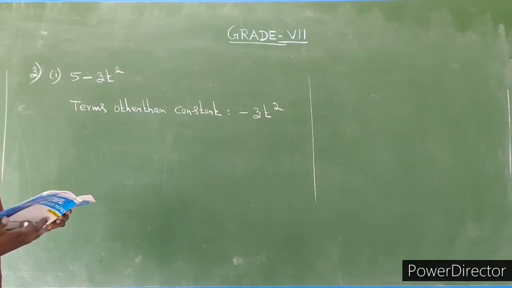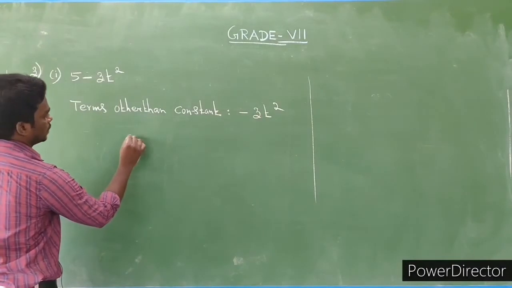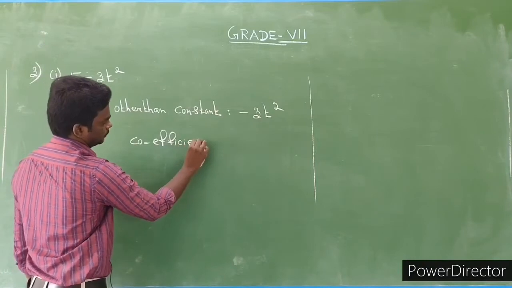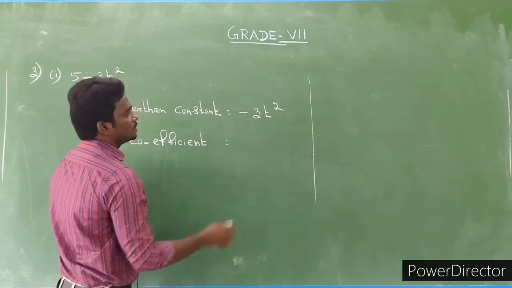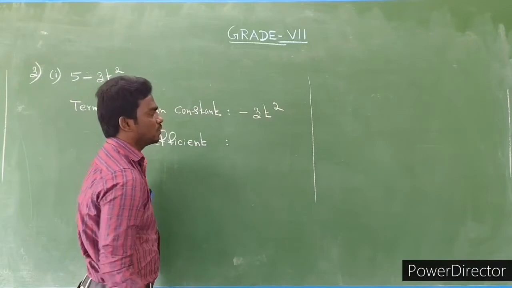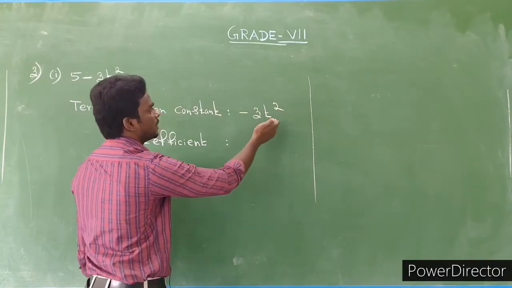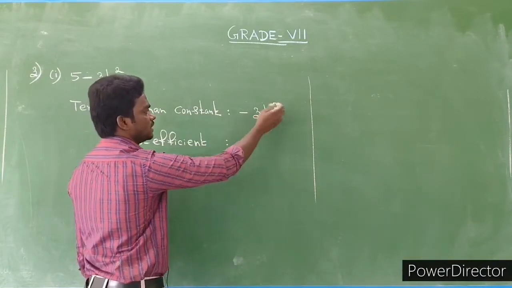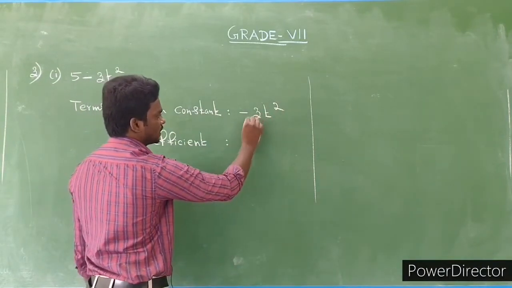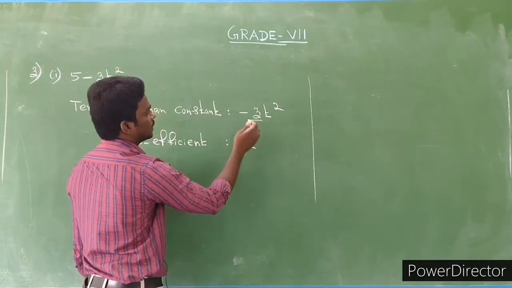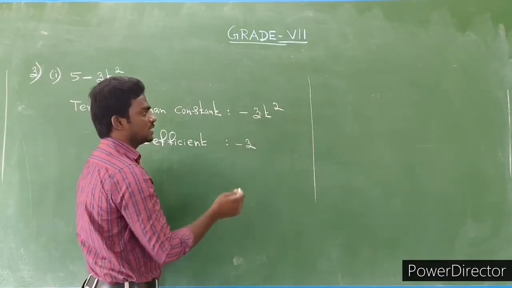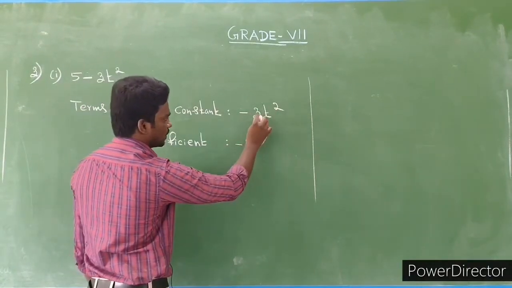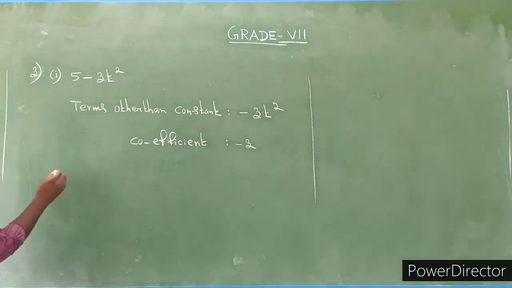Identify the numerical coefficient. So what is the coefficient? The term minus 3t square is given. It is multiplied by how many times? 3 times. That means minus 3 times. So minus 3 into t square, the numerical coefficient is minus 3. The coefficient is the term multiplied by the variable. So for minus 3t square, the coefficient is minus 3.